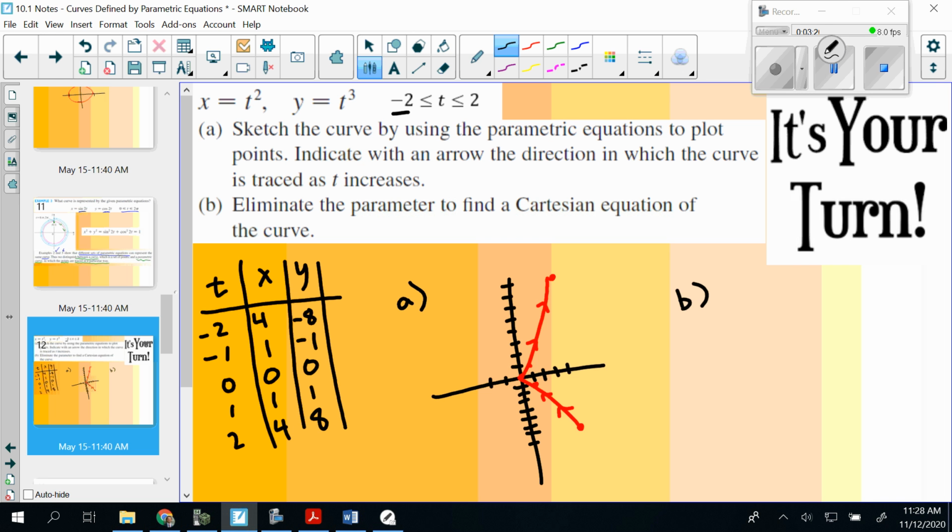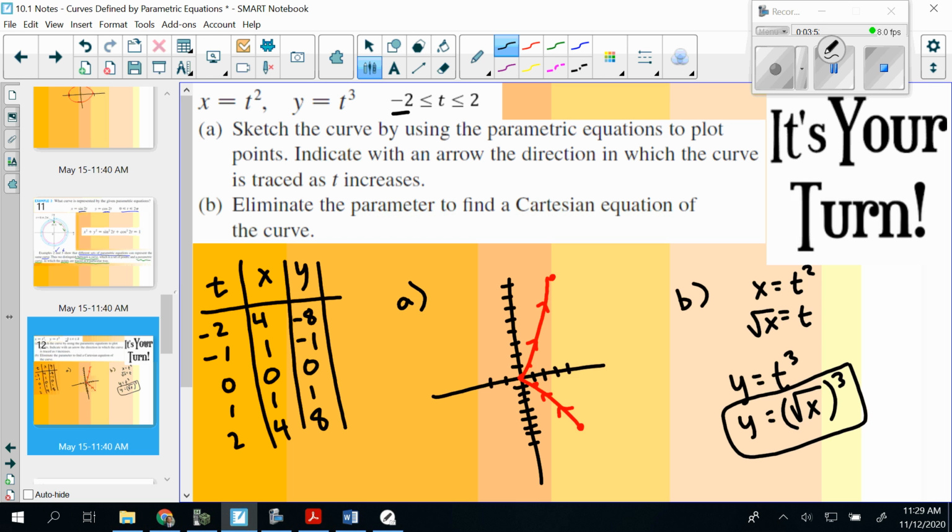So if we were to take x and solve for t here, we would solve that by square rooting. So t would be square root of x. So now what we're going to do is in that other equation substitute that in. So y equals t cubed. In for t, we're going to substitute square root of x in for that, and that now is our Cartesian equation.